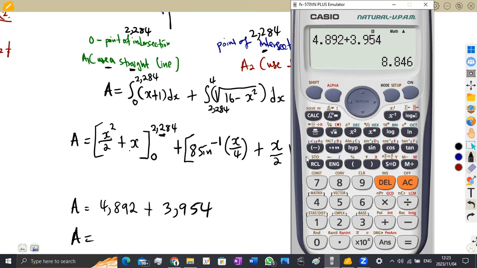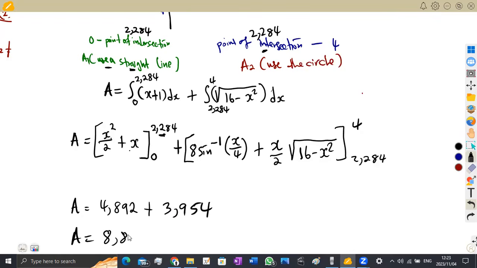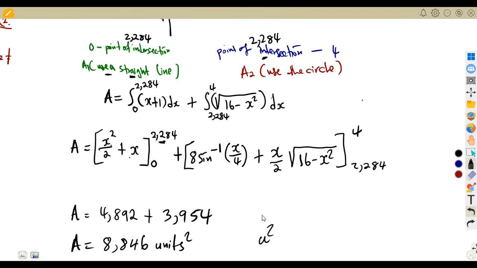So that is going to give us 8,846. So we've got 8,846. So that will be 8,846 square units in this case, which is unit squared. So like I said, it is the area which is measured in square units, or you can just write as square units like that. So that is how we could have calculated this area.